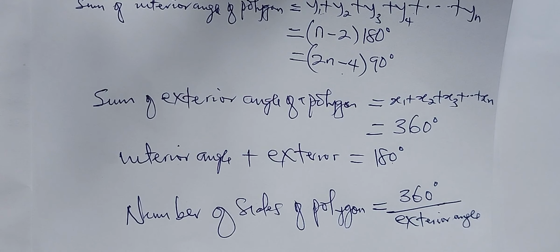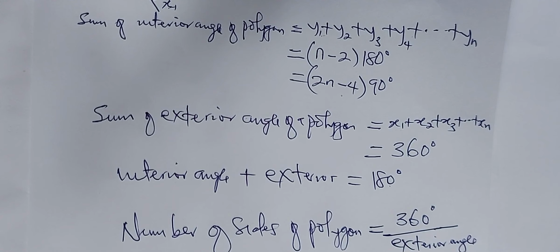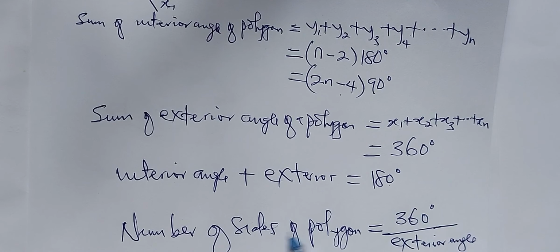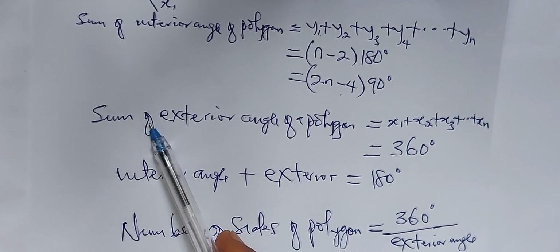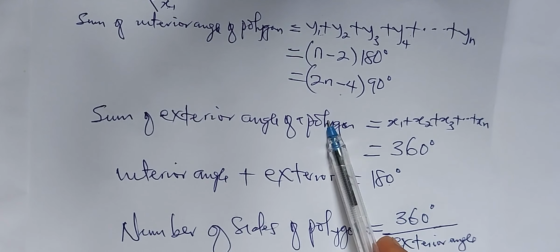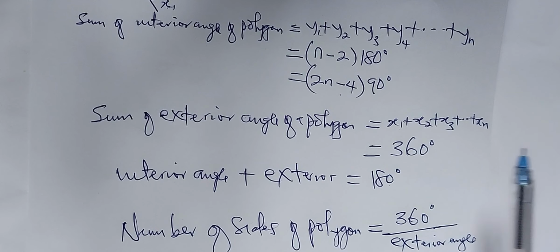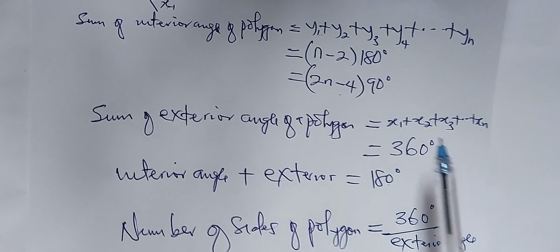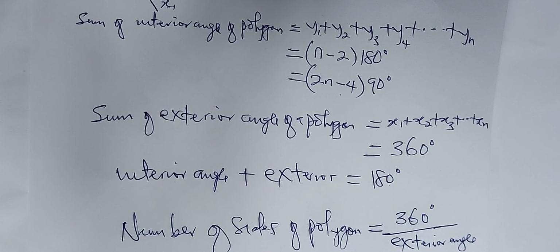360 degrees divided by the exterior angle. That is all the formula we need to know. Just know that the number of sides is equal to 360 over the exterior angle, and interior plus exterior is equal to 180. The sum of the exterior angles of a polygon is 360.